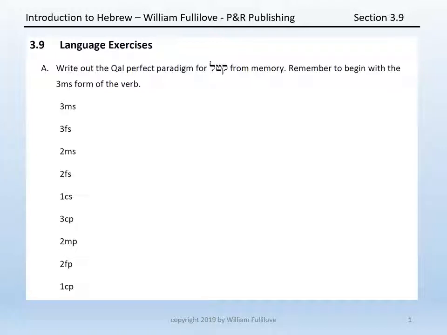So with qatal you ought to be able to say qatal, qatla, qatalta, qatalt, qatalti, qatlu, qatal-tem, qatal-ten, qatalnu, and write that out. Remember to write both the consonants and the vowels, as they all are part of spelling the word correctly.